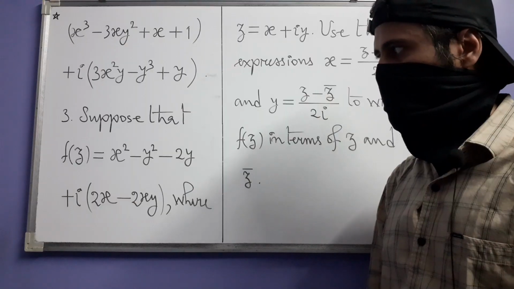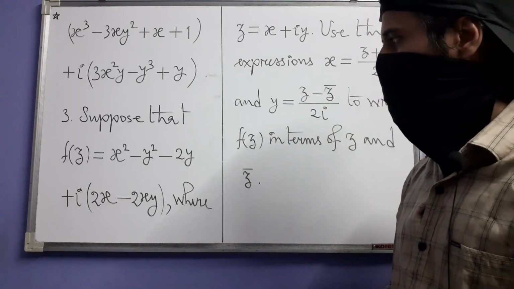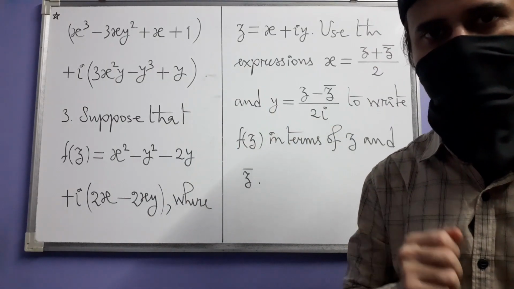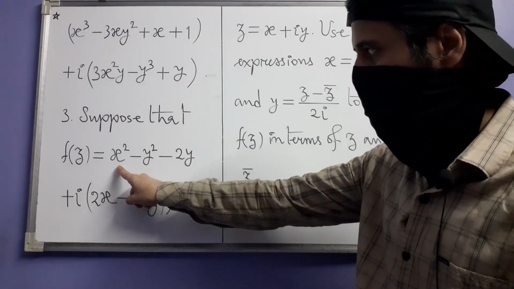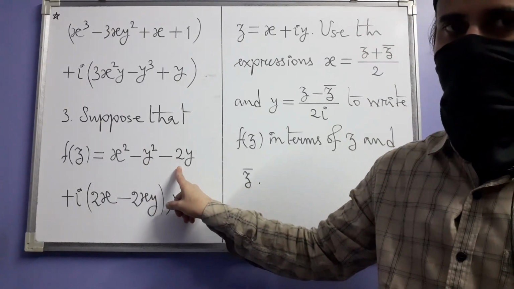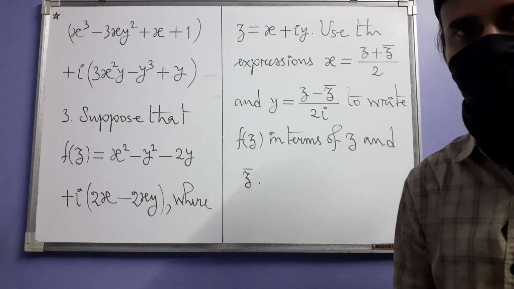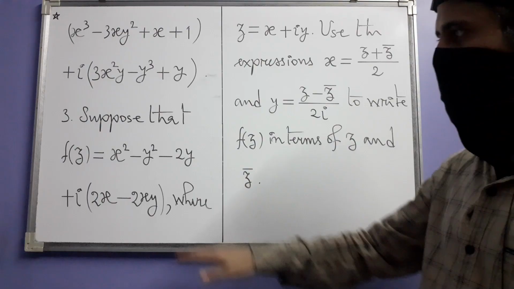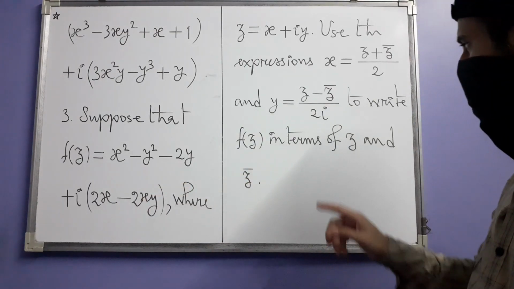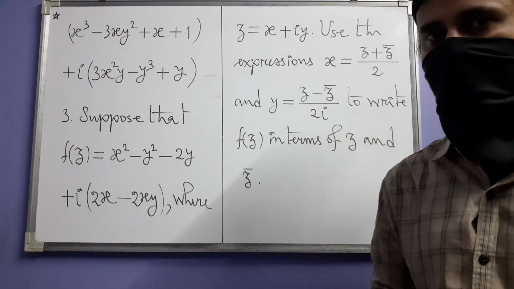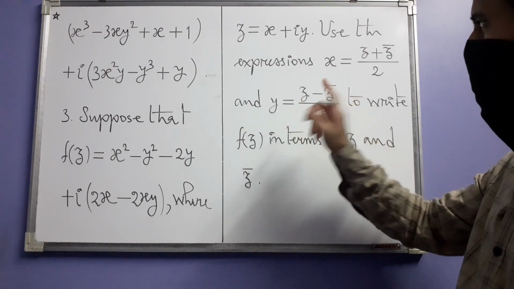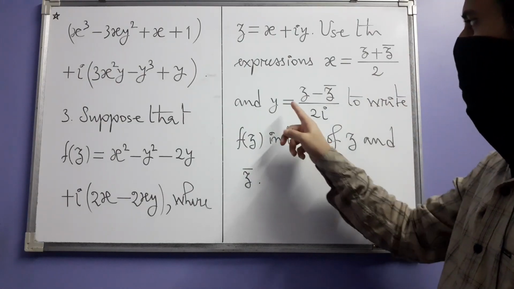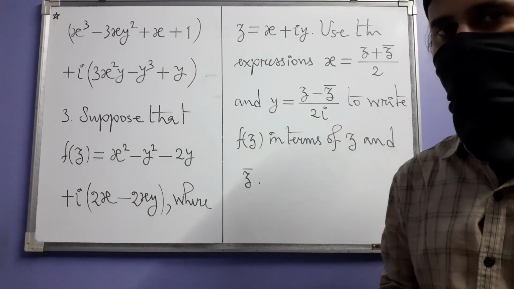In number 3, again a function is given, but this time the function is already given in that form, u of x comma y plus i times v of x comma y, where u is x squared minus y squared minus 2y and v is 2x minus 2xy, and where of course there is x plus iy. Now we have to express this function in terms of z and its complex conjugate using these two relations: x equals z plus z bar divided by 2 and y equals z minus z bar divided by 2i.